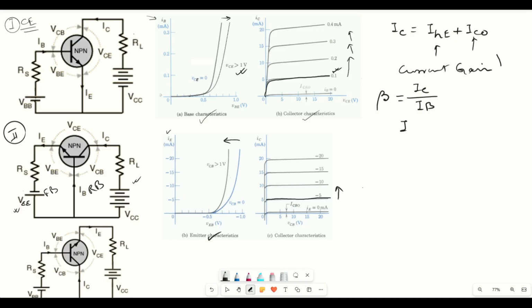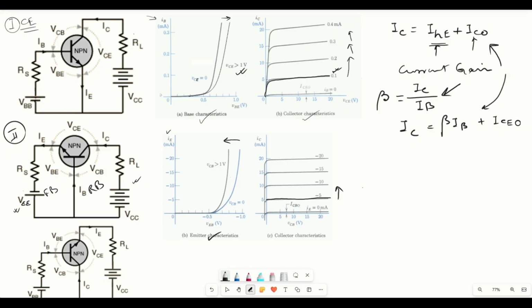Now for common emitter configuration, this equation changes to IC equals, this is the gain, which is given by beta IB, plus the reverse saturation current ICO. Since we are in common emitter configuration, ICO will be termed as ICEO. Okay, so these are the current components for common emitter configuration.